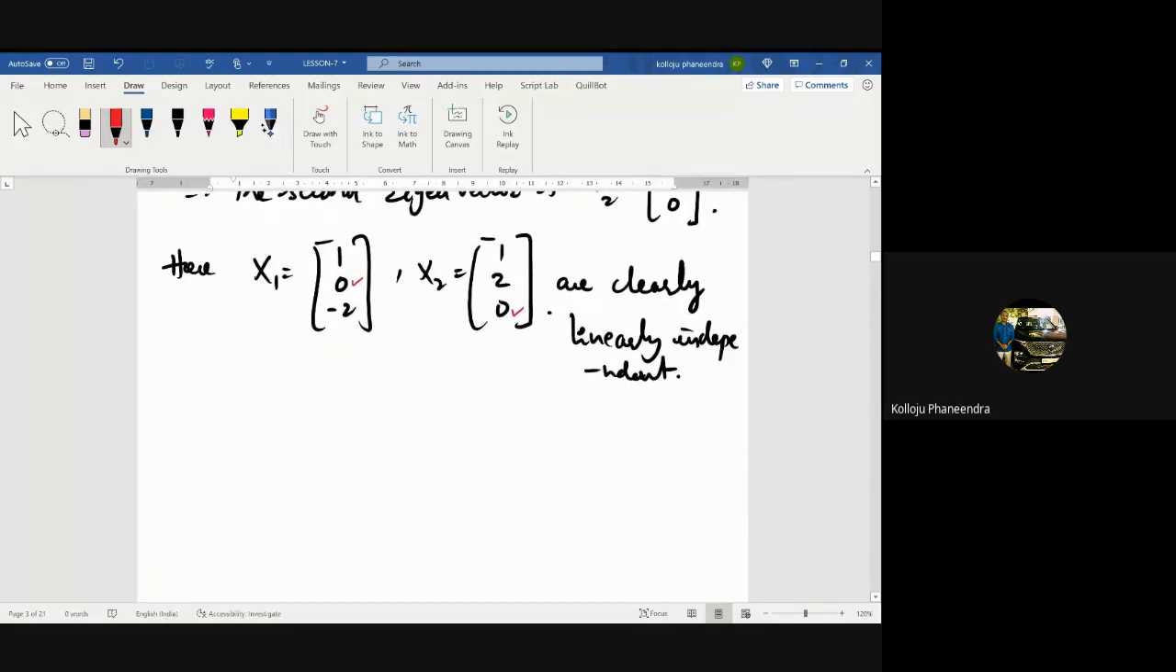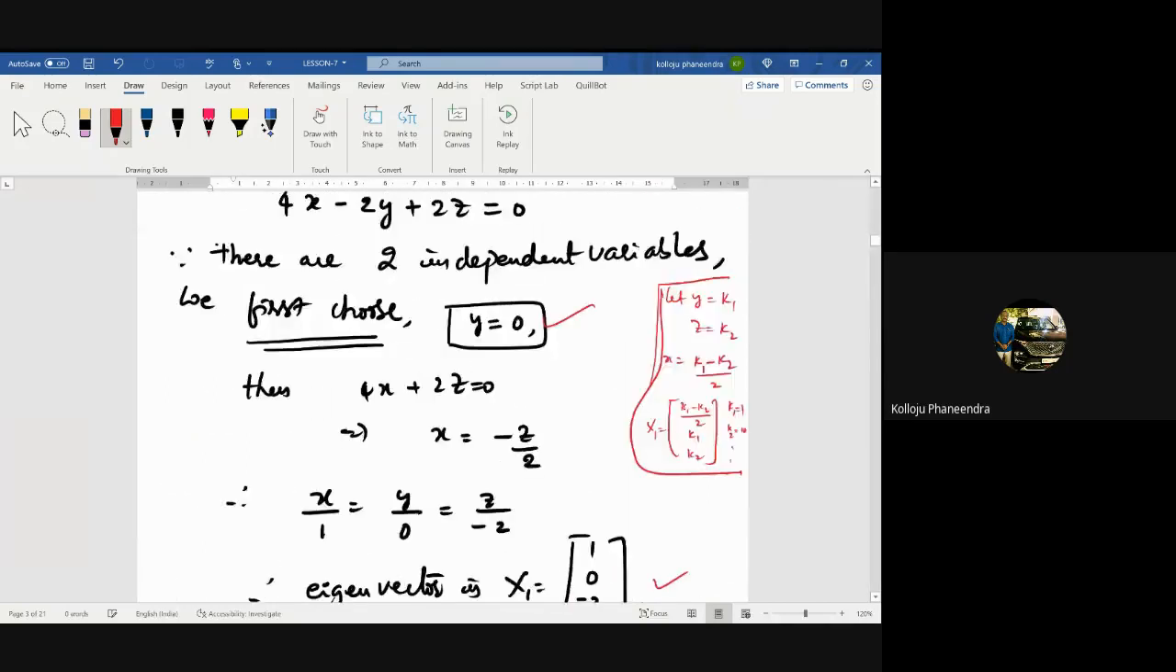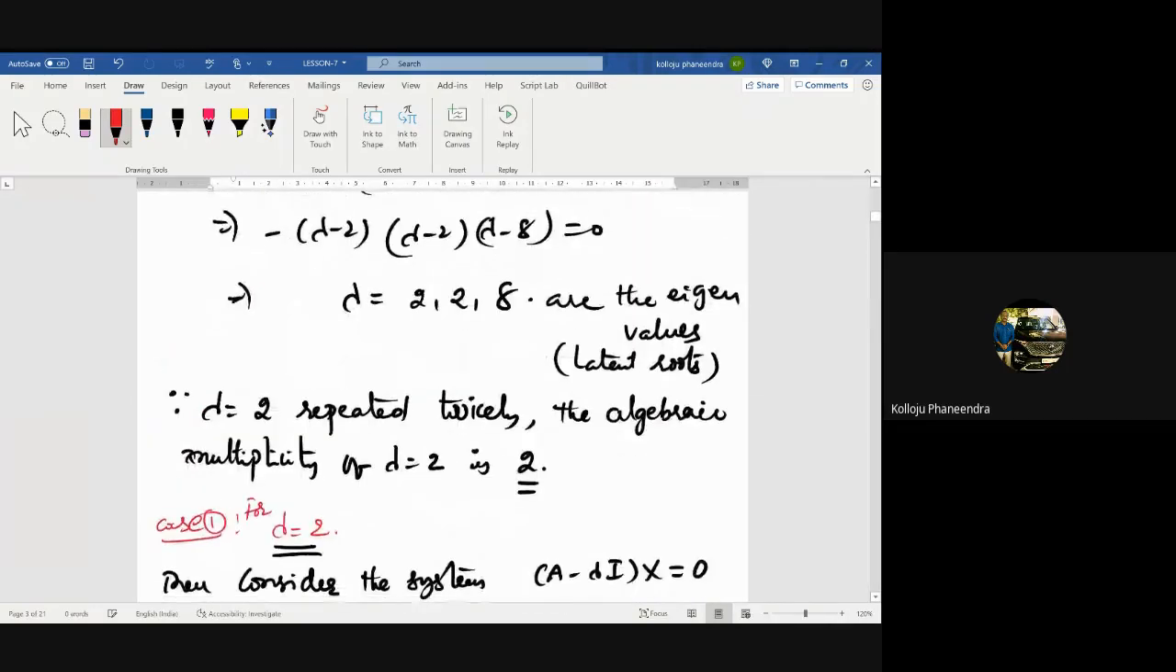And remember, the important point is: when an eigenvalue is repeated 2 times, then in its echelon form there must be 2 zero rows. Then only we have 2 linearly independent eigenvectors. Otherwise it is not possible, like in the previous class. Now these two are over. Now case 2. What is the other one? Lambda equal to 8.